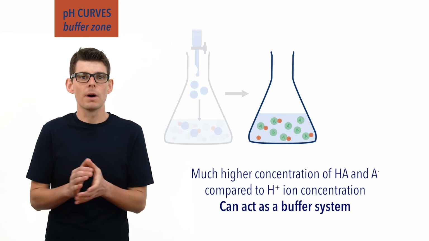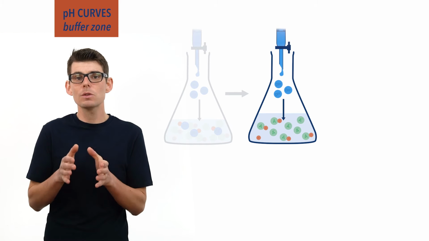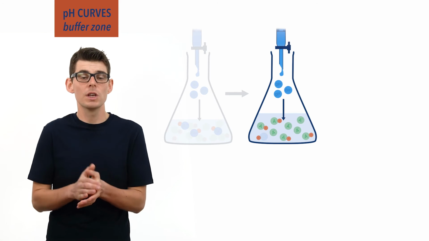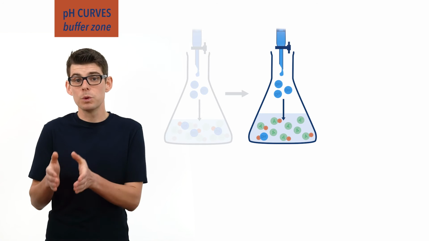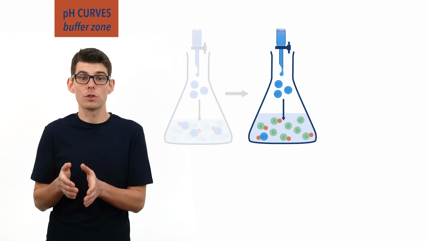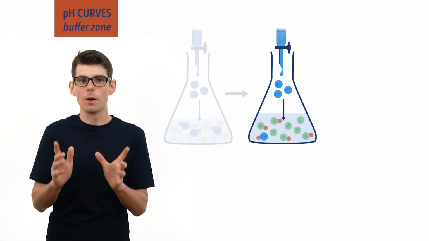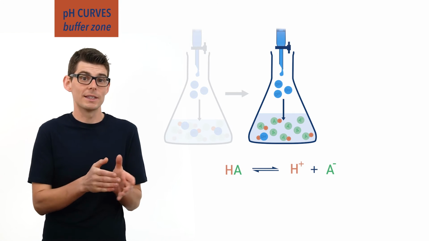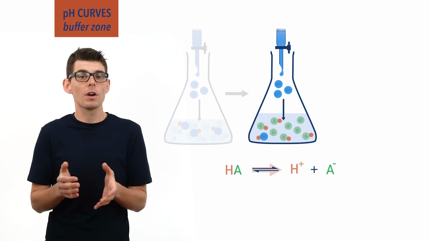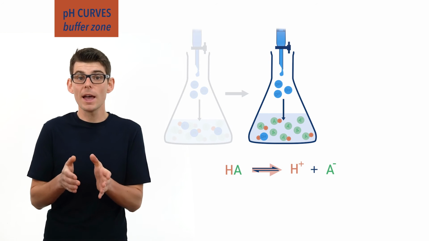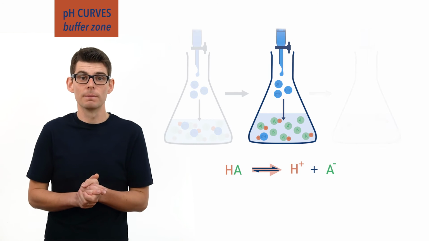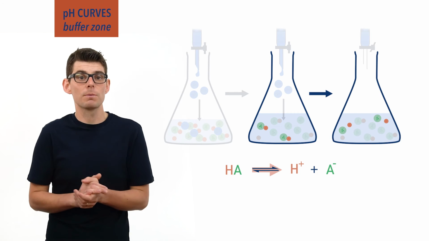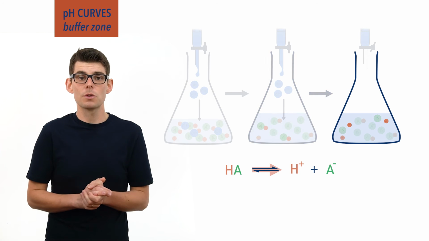As more OH- ions get added, they continue to react with H+ ions in the solution to form water, and this would cause the H+ ion concentration to decrease. However, the position of equilibrium between HA, H+, and A- will shift to try and counter this change by more HA molecules dissociating. This tops back up the H+ ion concentration in the solution.